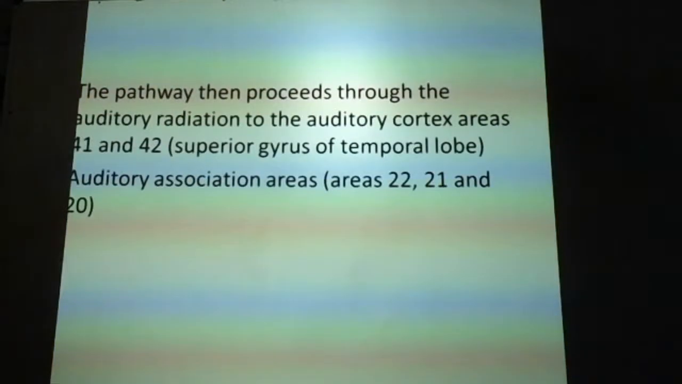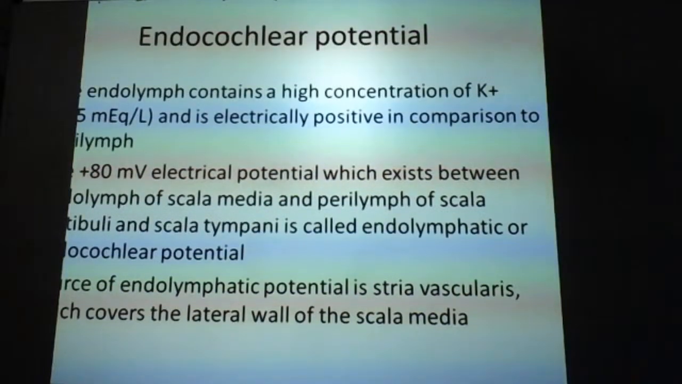So I suppose it is clear. The pathway then proceeds through the auditory radiations to the auditory cortex area: areas number 41 and 42 present in the superior gyrus of the temporal lobe, and there are also auditory association areas, which may be 20, 21 and 22. So this is about the auditory pathway.